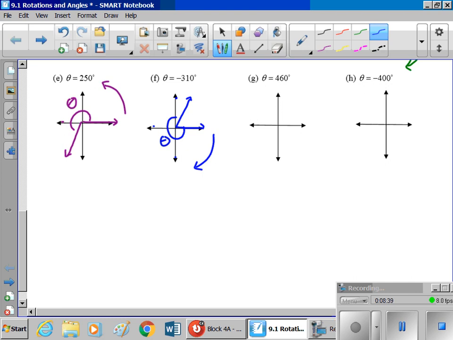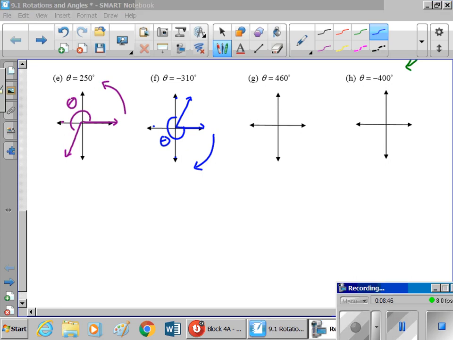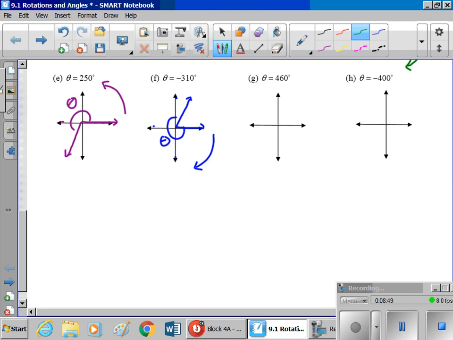Now we have theta equals 460. All right, this is a weird one because this angle is more than all the way around. All right, but it's positive, and we still know that our initial ray has to be on the positive x-axis. Okay, so we go around, and we're going to be going counterclockwise because it's positive. So we go around 90, 180, 270, 360. I'm trying to think of this. 450, and then we go 10 degrees further to 460.